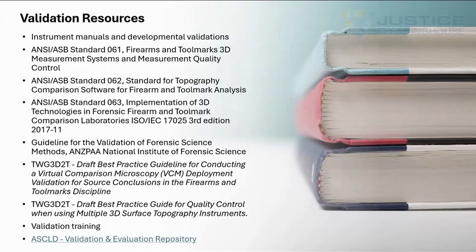One I'd also like to bring up is a free service that the ASCLD, Association of Crime Lab Directors, has: a validation and evaluation repository. If you go to their website and click on that, there is a list of different validations, not just in the firearms field, but throughout forensic science departments or sections. And you can see how validation plans are put together and pick and choose what's best for you and your processes.